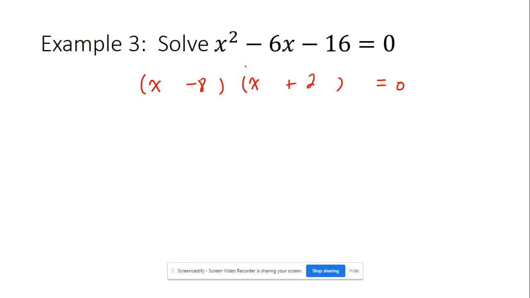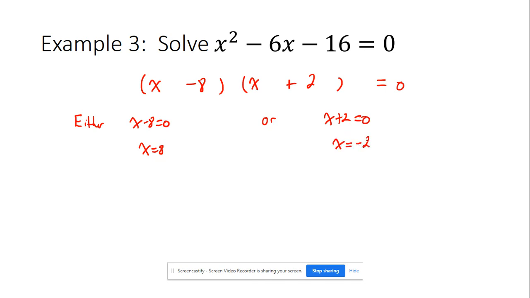So my check would be x squared plus 2x minus 8x is negative 6x here, and negative 8 times 2 is negative 16. So this does work. So then either x minus 8 equals 0 and x equals 8, or x plus 2 equals 0, and that means x equals negative 2.